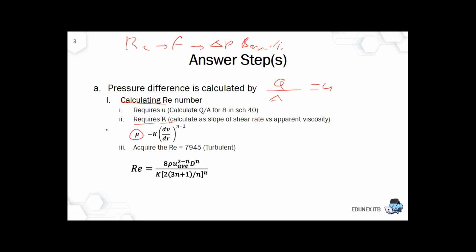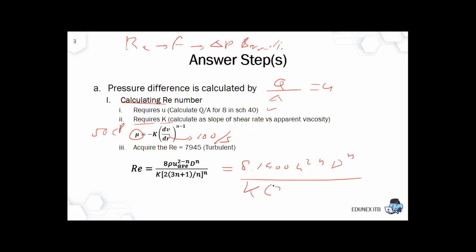Then what is the mu here? This is 50 centipoise, and you can change it to Pascal seconds. And this one is 100 per second. Then you get the K. After that, you just put it in the equation. So Reynolds is equal to 8 times 1,400 times U to the power 2 minus n. You get it from step 1. Then you have the diameter of the pipe, schedule 40, you know it. And then K, you get from step 2.